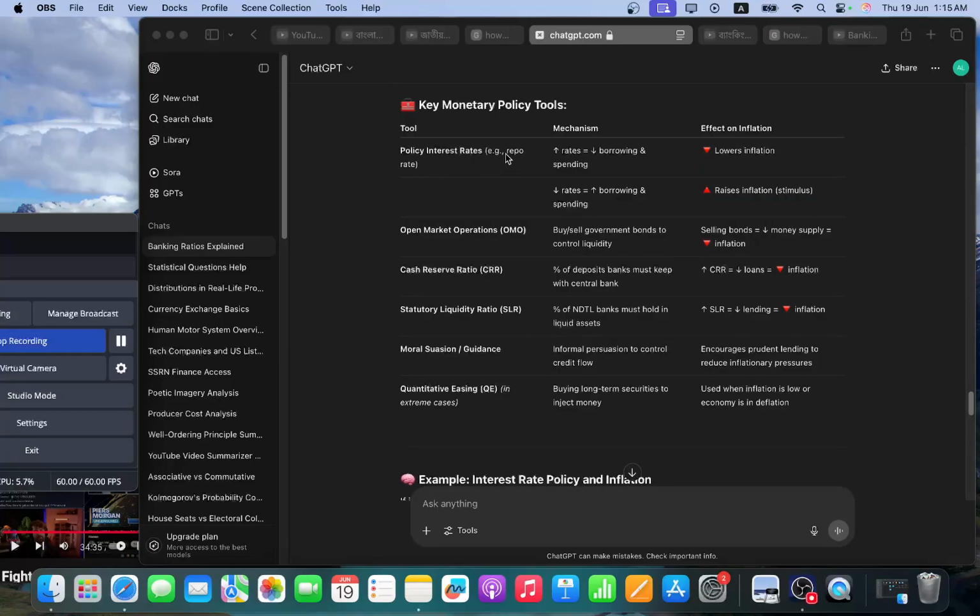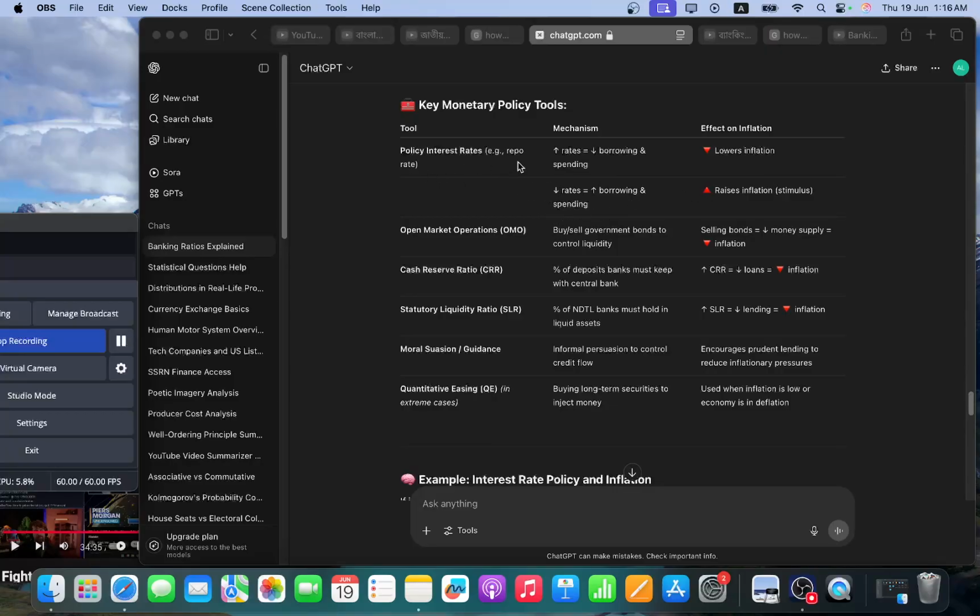I totally forgot. I have totally forgotten what repo rates are. Rates go up, borrowing and spending goes down, lowers inflation. Okay. Open market operations, OMO: buy and sell government bonds to control liquidity. Selling bonds would mean that the money supply would go down and inflation would go down. Inflation has to do with money supply, it seems.